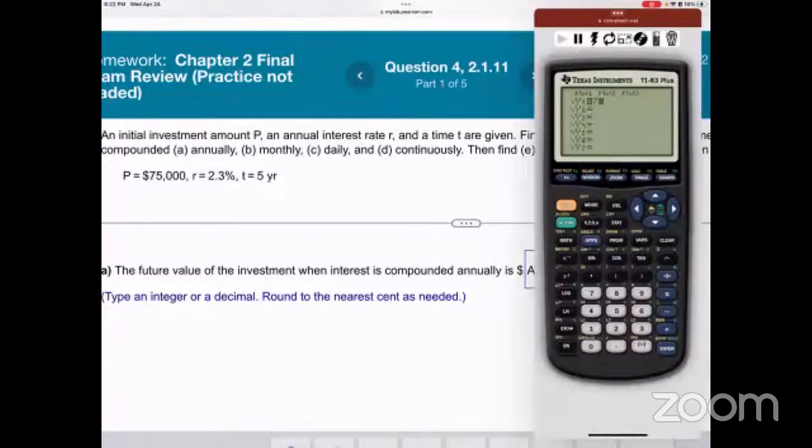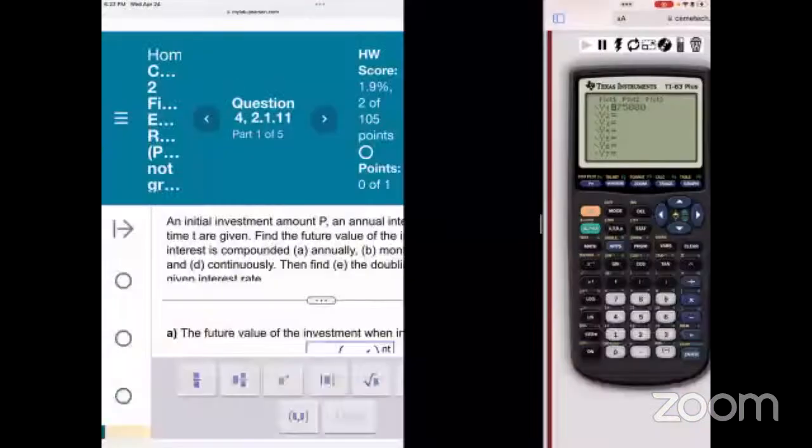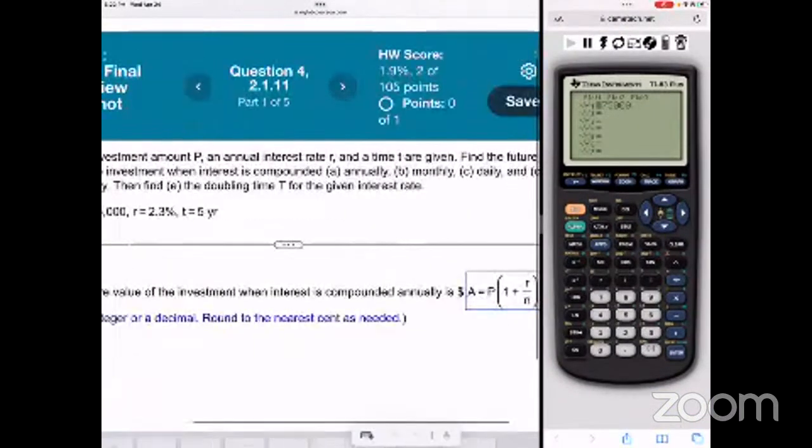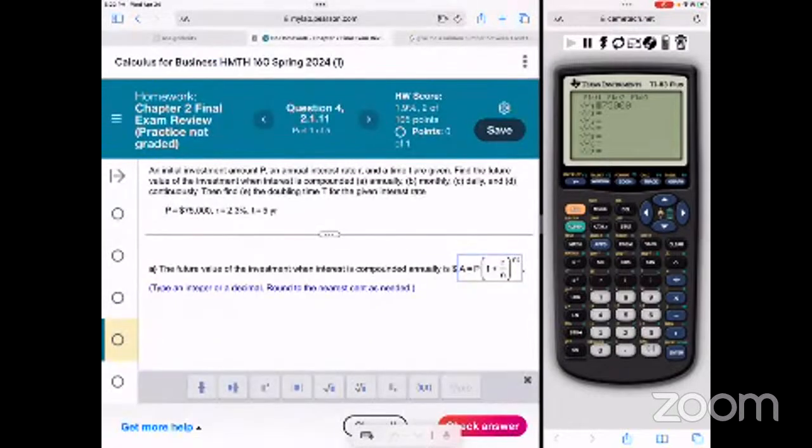75,000. Let me kind of work like this. Hopefully it doesn't disrupt it, because it's being a little bit temperamental. Let's see. Parentheses. Yeah, it is. I don't know why it behaves that way. All right, I'll just do this.